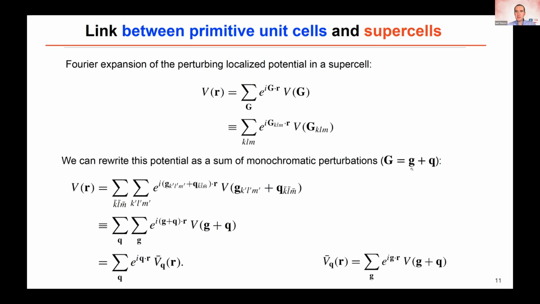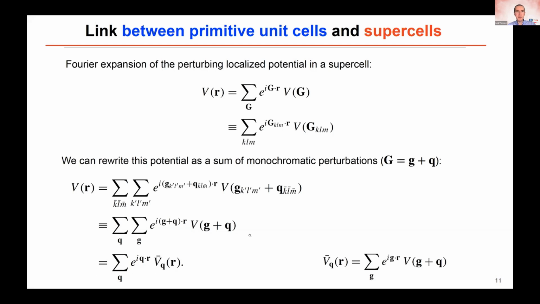By doing so, we use this definition in the expression above, and after some steps, which are really simple ones, we essentially obtain the result that the potential V of r in the supercell can be written as a sum over Q points or Q vectors with the phase factors exponential of iQ·r and some new objects, V bar_Q of r, and these objects are defined above. These are lattice periodic objects.